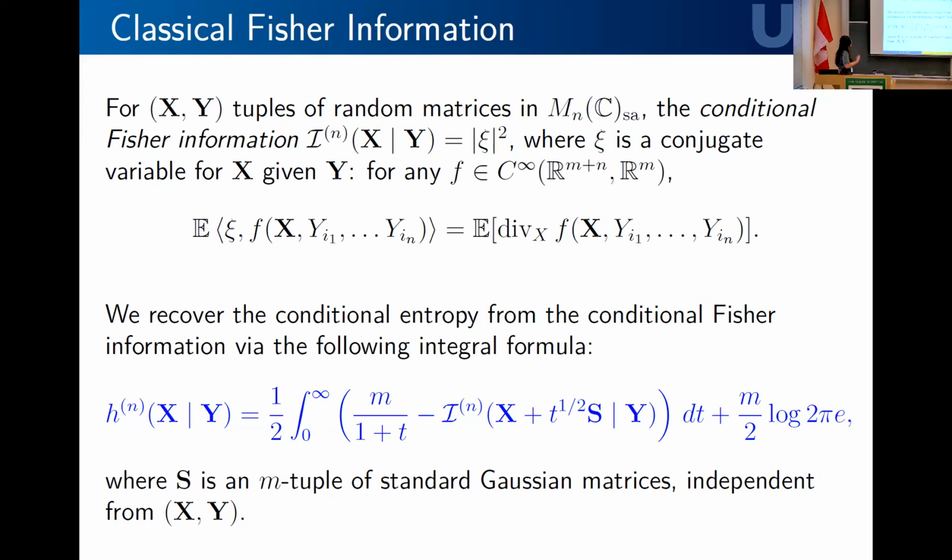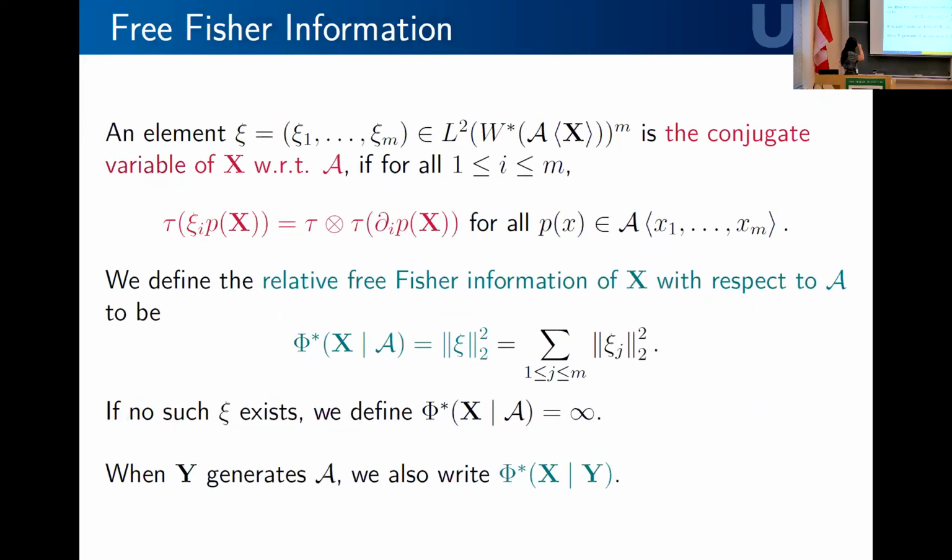Okay, I'm again going to adapt everything to the free case. I need to define some conjugate variable for my von Neumann algebra tuples. And it looks exactly the same where you just do the translation. So I want to say that C is a conjugate variable for x with respect to the subalgebra A if tau of this conjugate variable evaluated against some polynomial is tau tensor tau of the derivative of that polynomial.